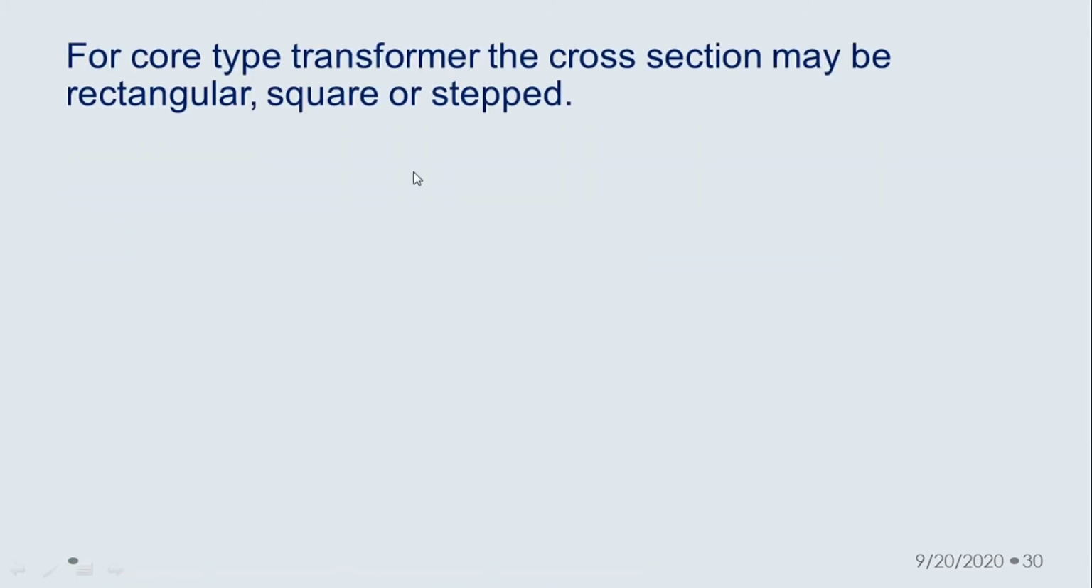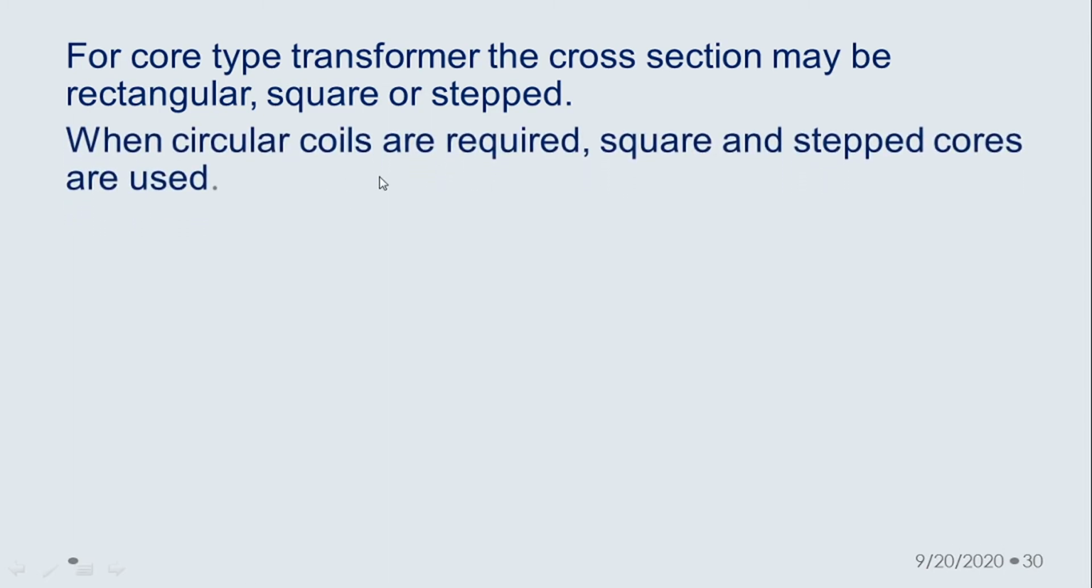For core type transformer, the cross section may be rectangular, square, or stepped. Normally the cross section of the cores will be chosen as a rectangular core, square core, or stepped core. When circular coils are required, that is, when the coils are circular in shape, then square and stepped cores are used. For circular coils, we have to use square and stepped cores.